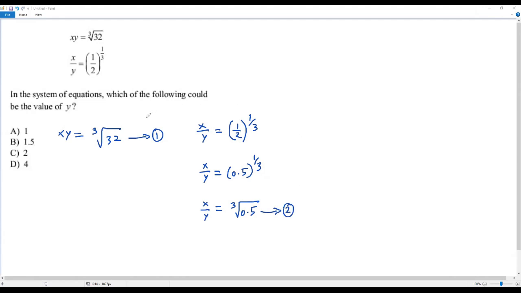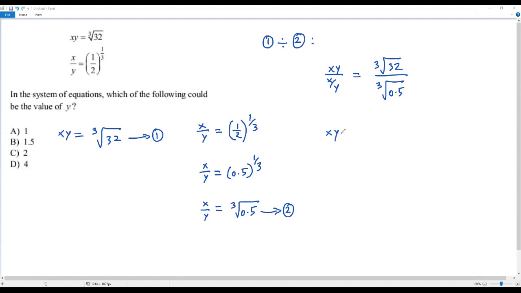Okay, now I am going to divide the first equation by the second equation. Whenever I divide two equations, I have to divide the left side by the left side and the right side by the right side. So in the first equation, we have x times y on the left side. It has to be divided by x divided by y, the left side of the second equation. In the first equation, the right side is the cube root of 32, and it has to be divided by the cube root of 0.5, the right side of the second equation.